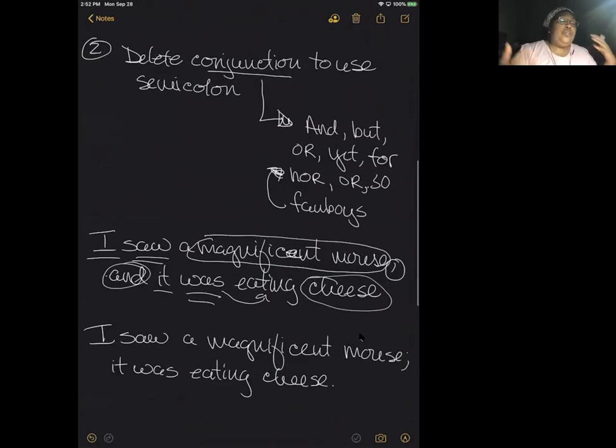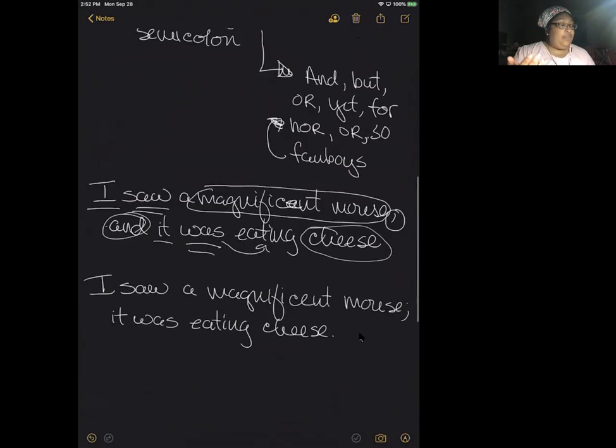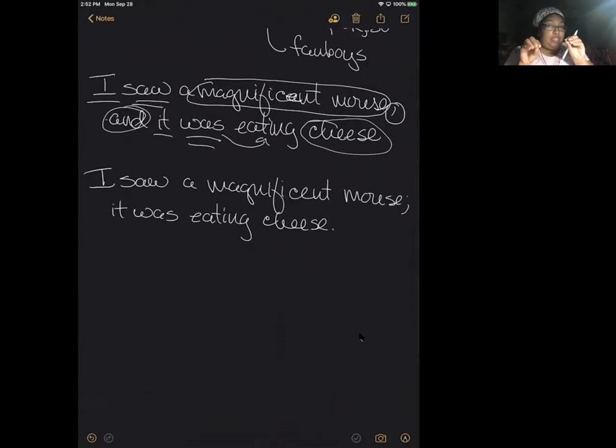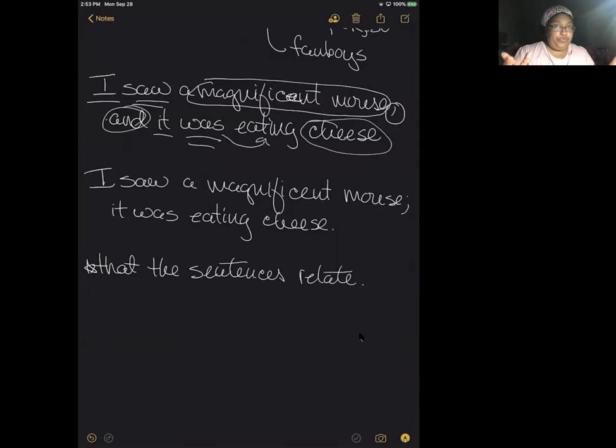Then another way you can use a semicolon is to use it to replace a conjunction and a comma. So you already have a sentence, which are really two smaller sentences put together with a conjunction: and, but, or, and a comma. So you already know that they're full sentences. You just take away the comma and the conjunction and you stick in a semicolon. But you have to make sure that the sentences relate. Okay? So you've got that.